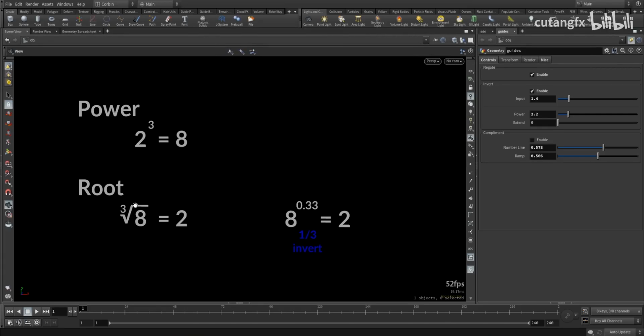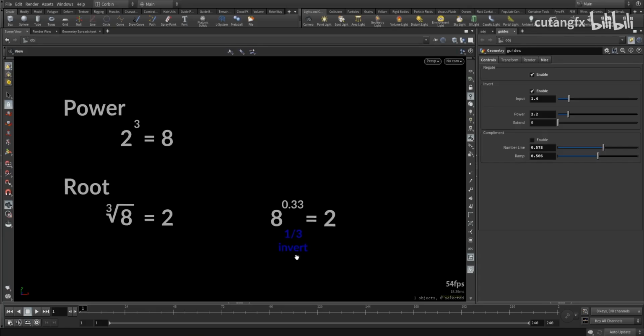So there's a convenient square root node in VOPs, but there is not a root node that lets us say cube root, or the 1.86 root. We can't feed it a float value like that. What it does is it expects us to understand that if we instead want to find the root of something, so the cube root instead of 2 cubed, you use the inverse function.